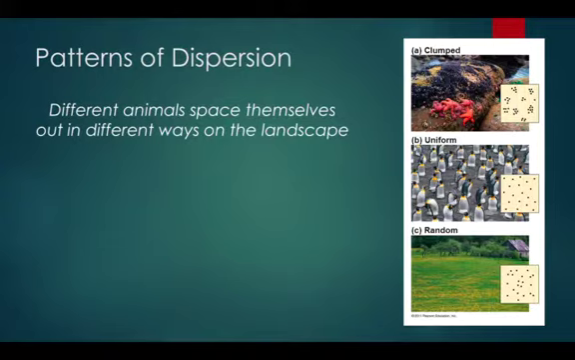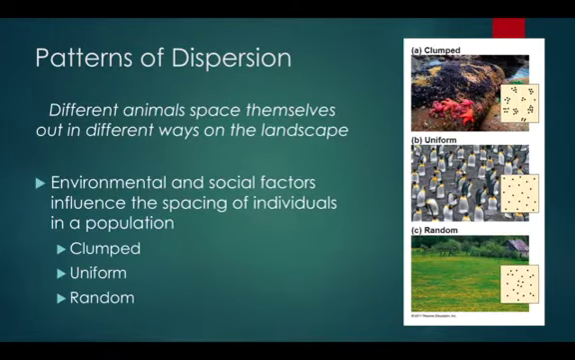So we have different patterns of dispersion as well. And by dispersion, I'm talking about how organisms arrange themselves in space. So different animals space themselves out in different ways on the landscape. And this can be true for plants as well. So not just animals, but plants as well. Environmental and social factors can influence the spacing of individuals in a population. So we have different definitions for different types of dispersion.